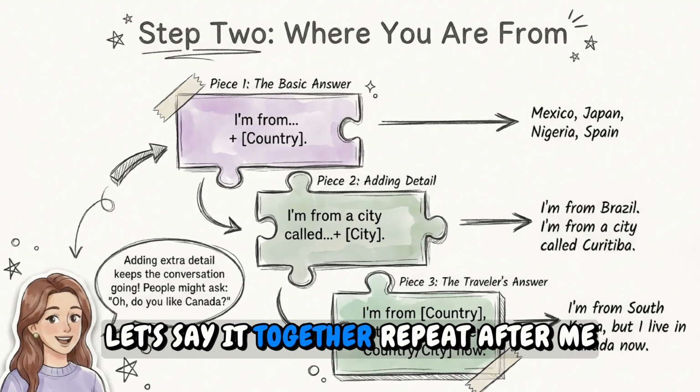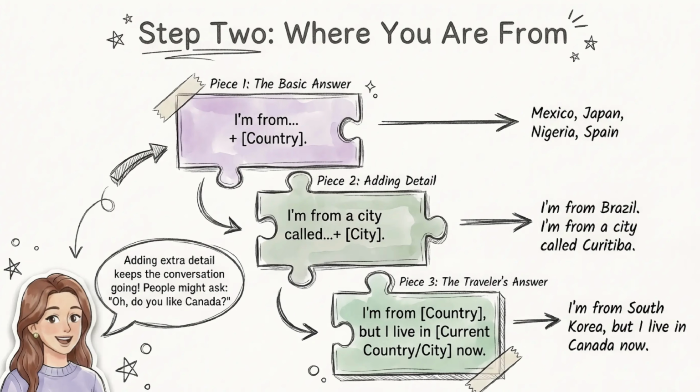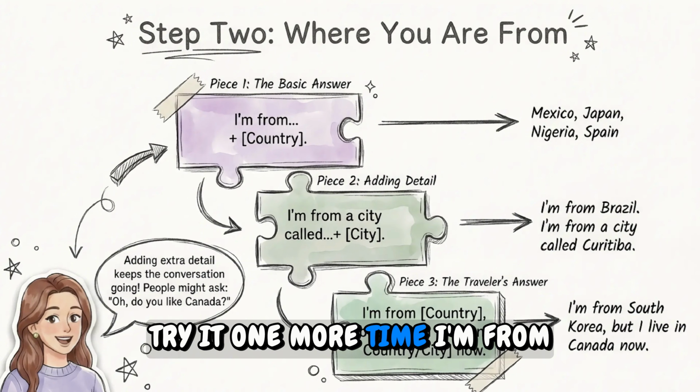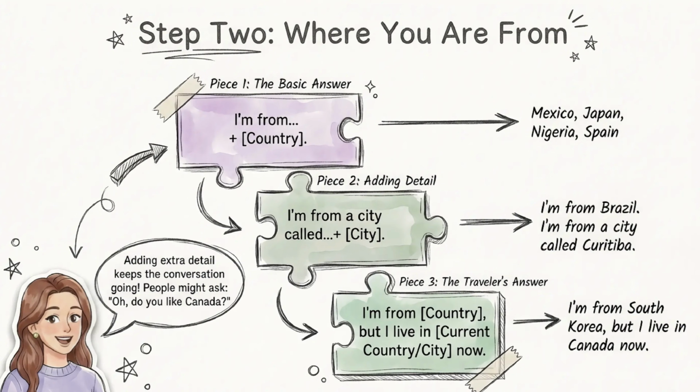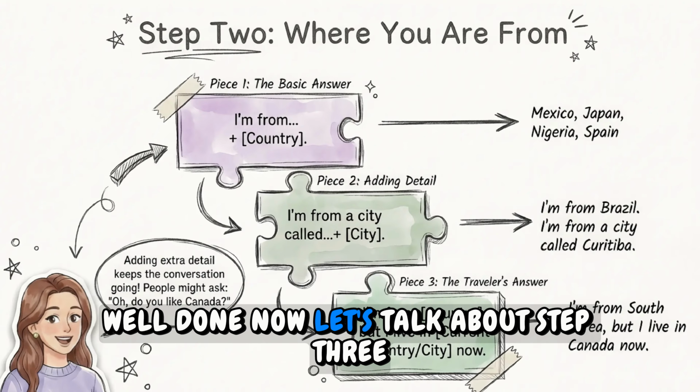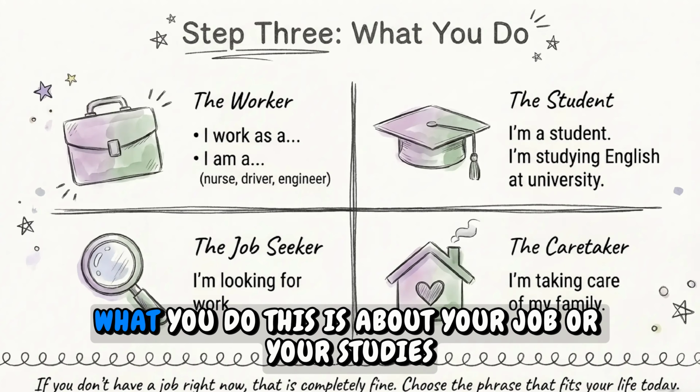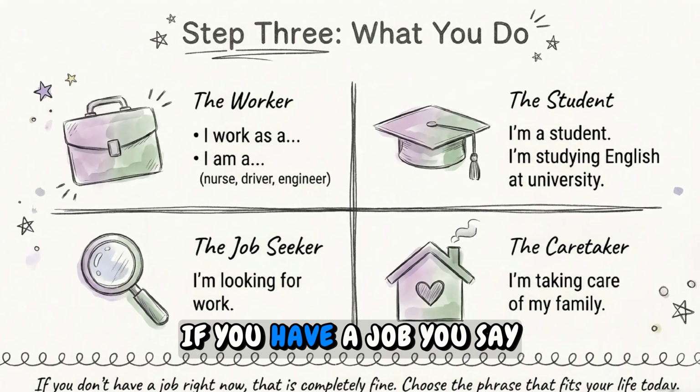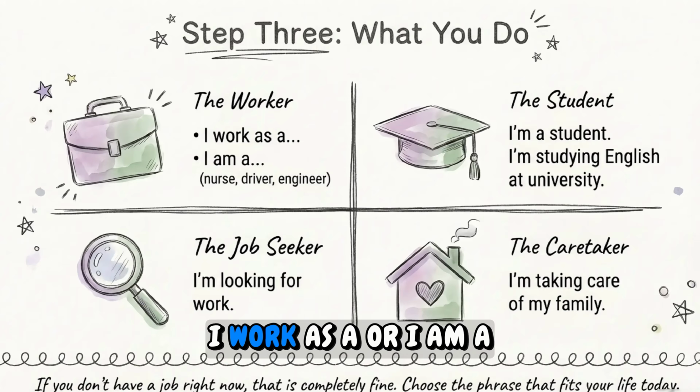Let's say it together. Repeat after me. I'm from... Try it one more time. I'm from, and I live in. Well done! Now let's talk about step 3, what you do. This is about your job or your studies. If you have a job, you say, I work as a, or I am a.